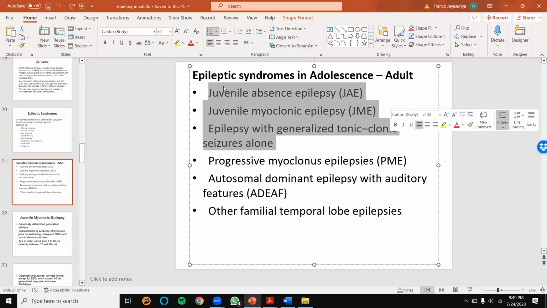He generally tends to ask questions straight off his slides. So we'll go through these three, because when you talk about epilepsy syndromes in adults, the first three are the common ones. The bottom three are less common. So common ones are juvenile absence epilepsy, juvenile myoclonic epilepsy, and epilepsy with generalized tonic-clonic seizures alone. Okay.